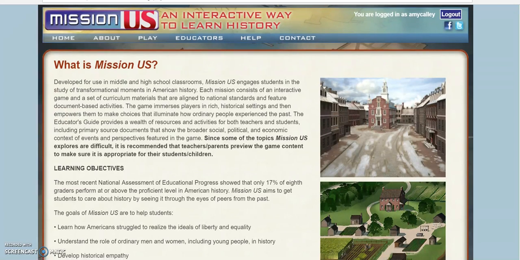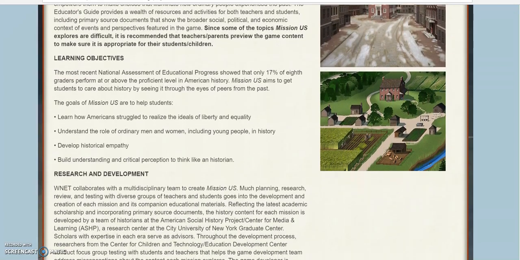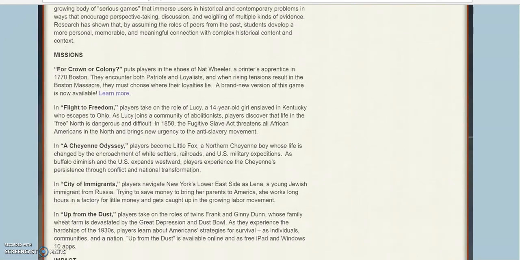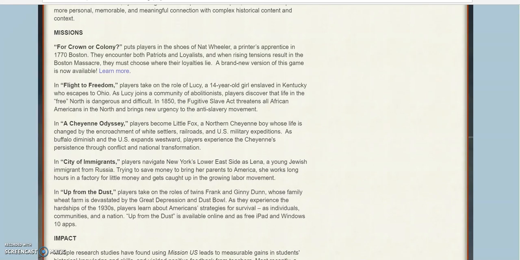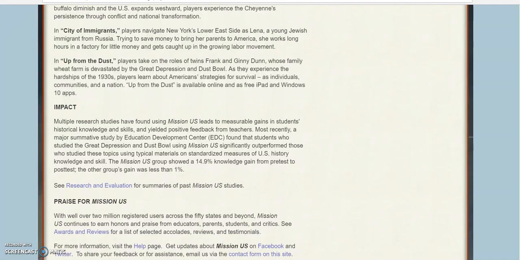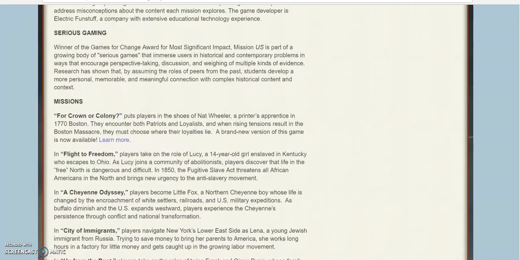As you can see on the About page, it includes the learning objectives that relate to American history, the research and development, the gaming aspect, and brief descriptions of the 5 missions that are available, as well as the impact that has already occurred through the use of this game.